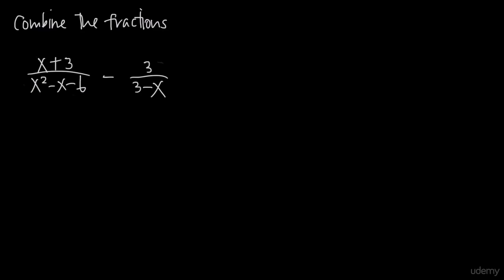In this video, we're talking about how to use factoring to find a common denominator. In this particular problem, we've been asked to combine these two fractions. The first one is x plus 3 divided by quantity x squared minus x minus 6, and then we're subtracting 3 divided by 3 minus x.